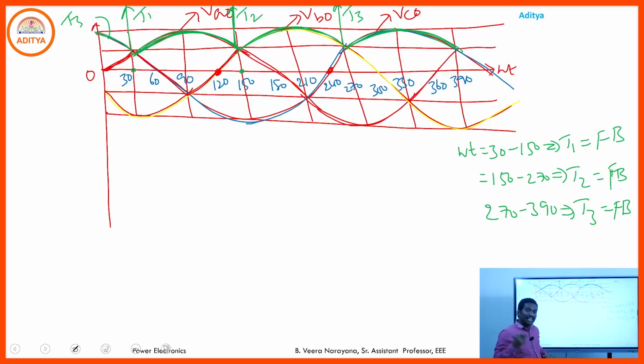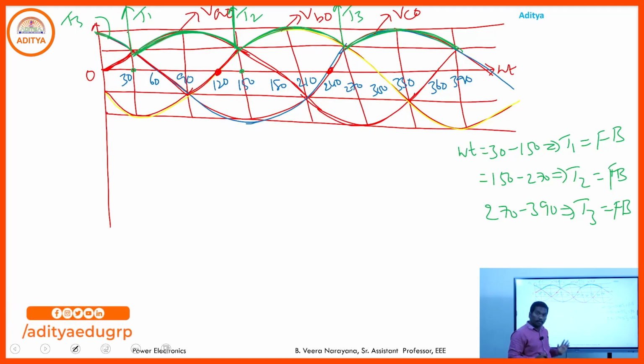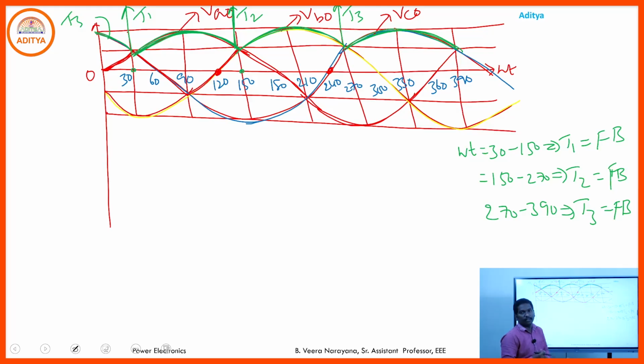So here we are able to trigger T1 between 30 to 150 only, and we are able to trigger T2 between 150 to 270 only. If you want to trigger T3, it is possible between 270 to 390, or between 0 to 30 only.